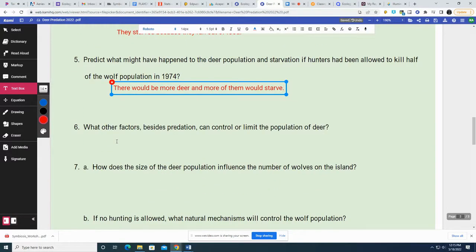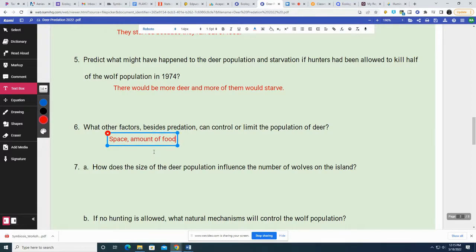Six, what other factors besides predation can control or limit the population of deer? These are limiting factors. So it could be things like space, not like outer space, but how much space is there? Is there enough room? Amount of food. There's only so much food. That's going to limit the size of a population. Water. How much water is there? When you run out of water, the deer can't live. So those are limiting factors that would limit the population of deer. A couple of them: space, amount of food, water, also diseases.